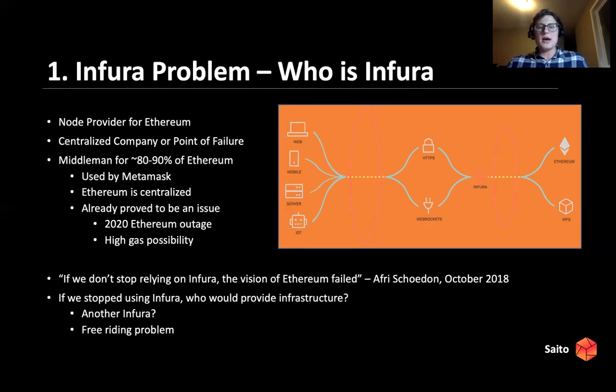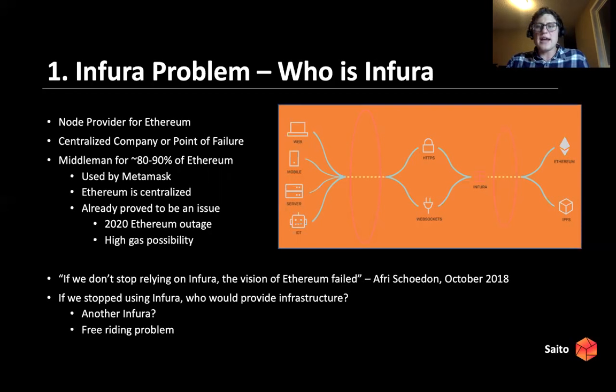Now, they are a company. They're a centralized company. Therefore, they are a single point of failure. And at this moment, something that is rather alarming is the fact that they are a middleman for around 80 to 90% of Ethereum transactions. So even if I'm using MetaMask, for example, those transactions will be going through Infura unless I modify a setting in MetaMask that'll have it go to a different node. But most people don't even really know of that possibility or that capability.